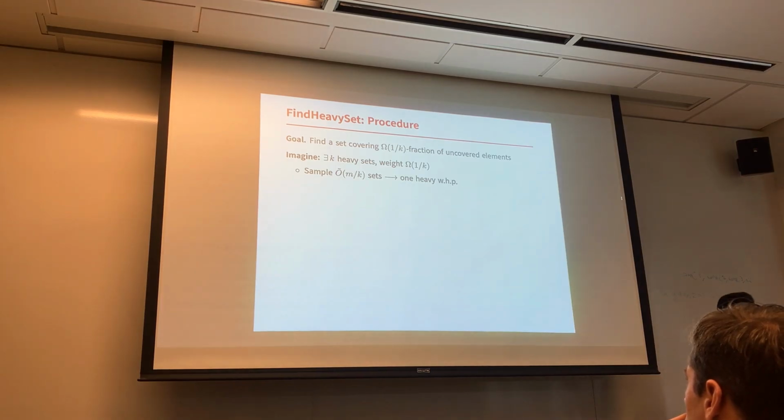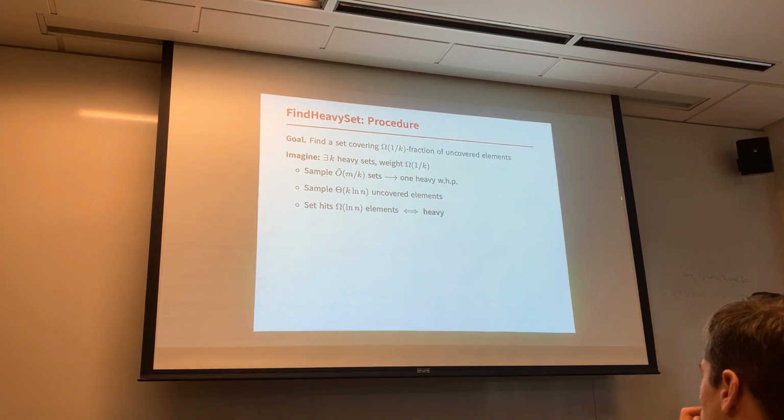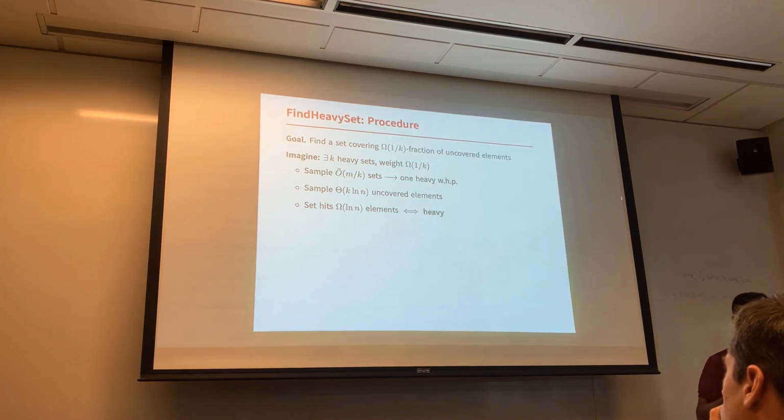But now we actually have to find which of these sets are heavy, right? Which of the sets that we've sampled is actually heavy, so we can return it. And the way we'll do this is just by a simple sampling check. We'll sample k log n uncovered elements, and that will give us the guarantee that if a set hits omega log n elements, it must be heavy with high probability.